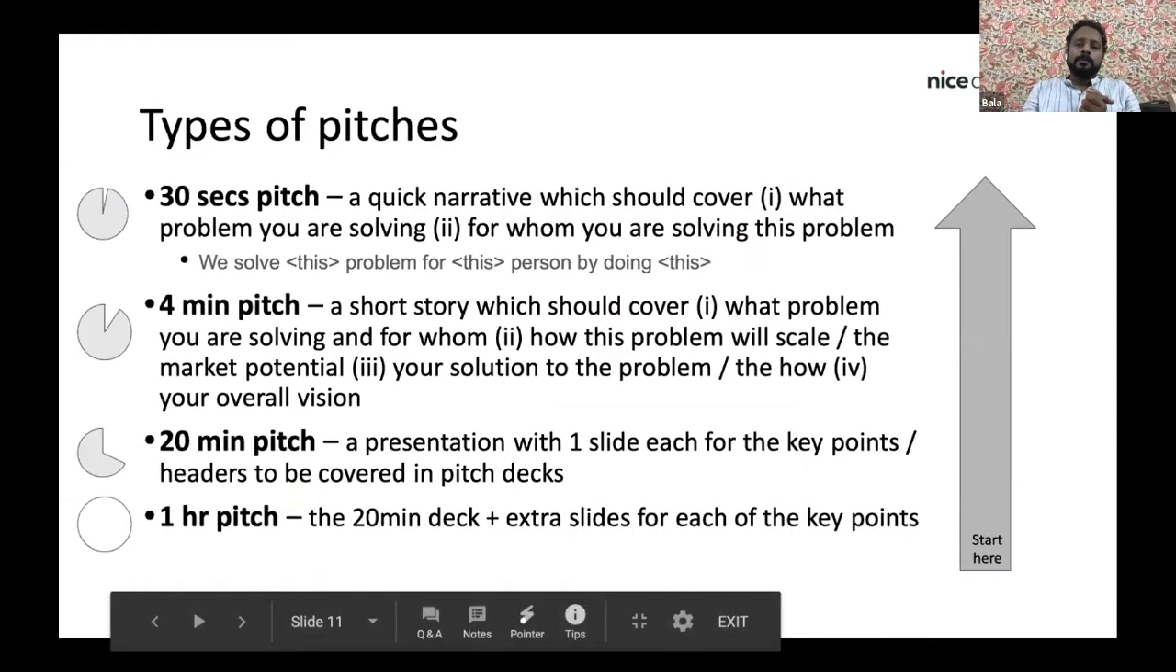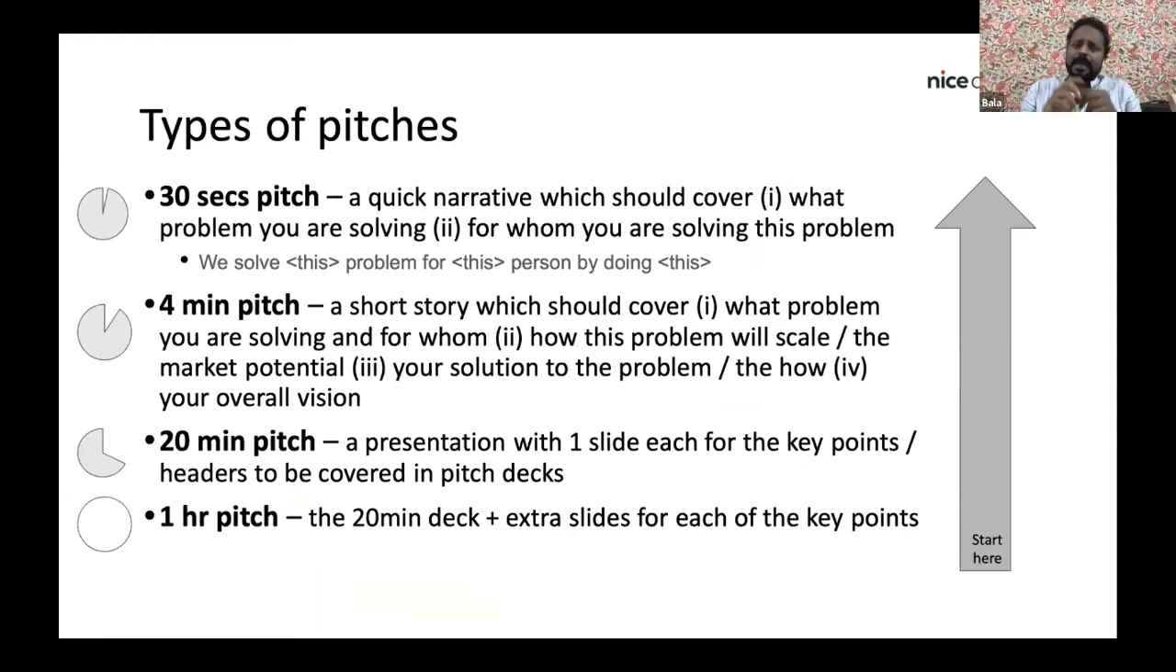All right. Now, with that, let's move to how many types of pitches there are. In my experience, this is not a gold standard or anything, but I have seen four durations of pitches which work very well. You need to prepare, and a good presenter or a good entrepreneur creates these four different slide decks, right? In fact, for the first one, you don't need a slide deck, but they do create one too, right?